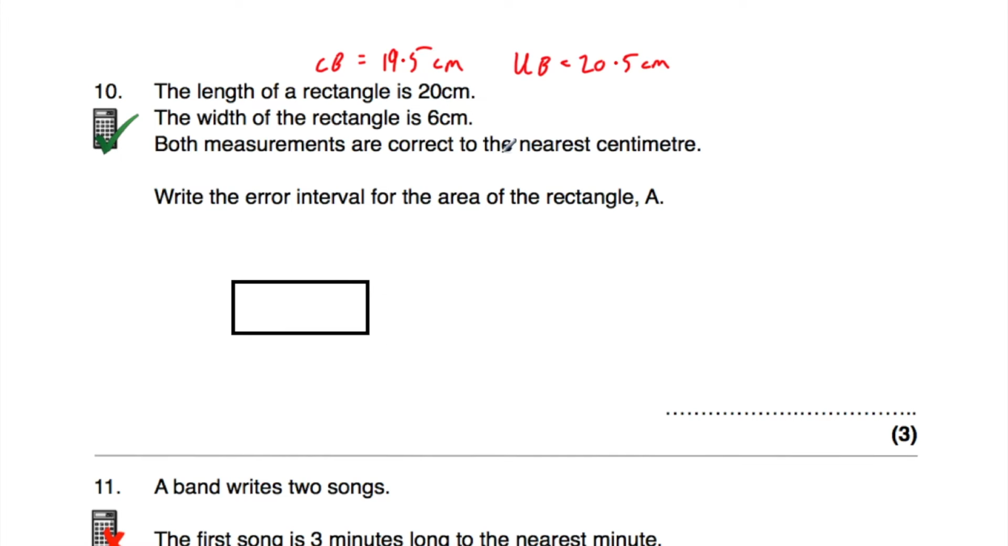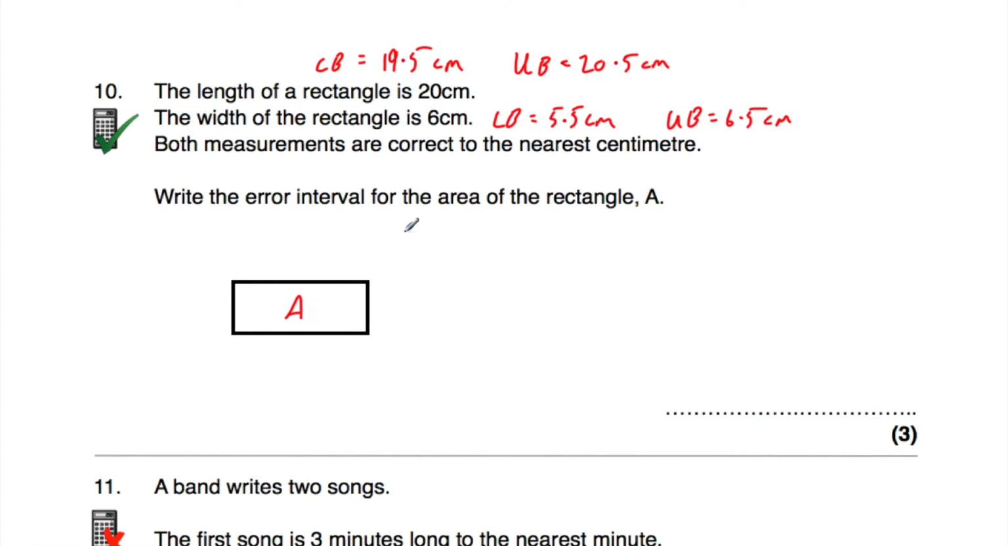In terms of the width of the rectangle, the lower bound for the width would be 5.5 centimeters and the upper bound would be equal to 6.5 centimeters. So they're the lower bounds and the upper bounds for the length and the width of the rectangle. Now we want to find the error interval for the area of the rectangle. To find the area, we'll multiply the length and the width together. If we want the lowest possible area, we would multiply the lower bound by the lower bound. And if we want to find the upper bound for the area, we'd multiply the upper bound by the upper bound.